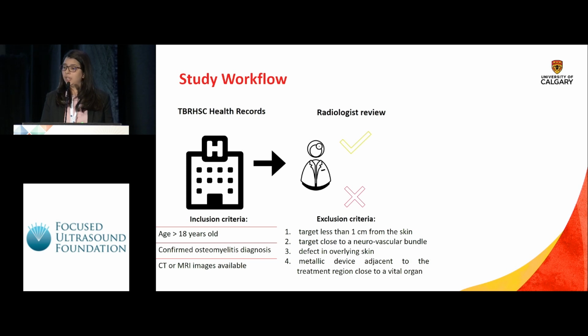First, if the target was less than 1 centimeter away from the skin, to avoid any kind of skin burn; second, if it was too close to a neurovascular bundle; third, if there was any kind of defect in the overlying skin and we couldn't reach the target from a different angle; and fourth, if there was a metallic device in the way or close to the target region.